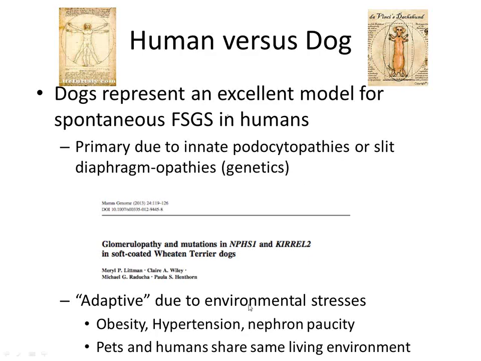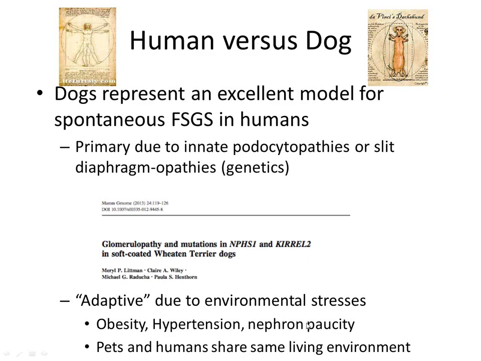And then you can also just have adaptive or secondary focal segmental glomerulosclerosis, and that could be due to any kind of environmental stress. In humans, we know it's really associated with obesity and hypertension or arterial nephrosclerosis. If you had maldevelopment, you might have fewer nephrons than normal, and so your other nephrons have to grow in order to compensate, and like we said, you can only compensate for so long, and then you're going to injure your podocytes again.